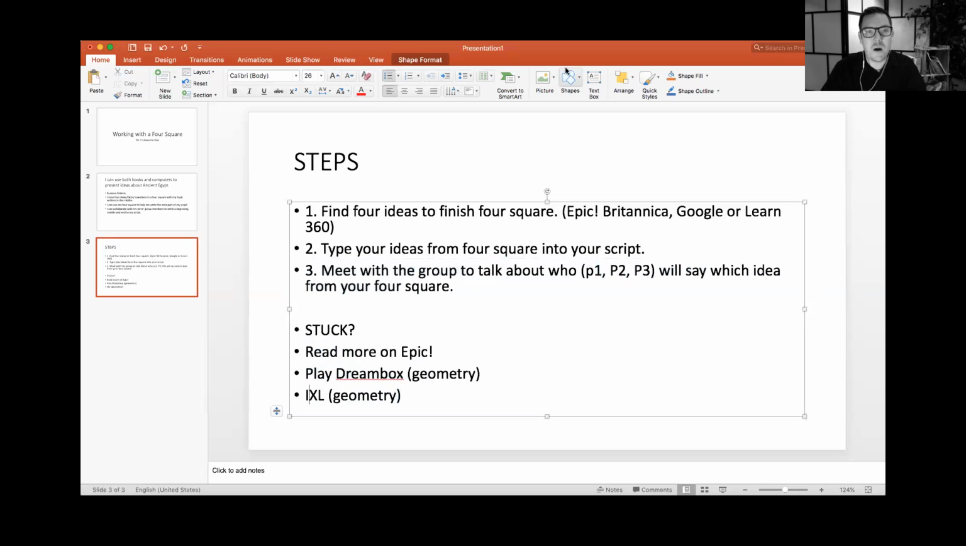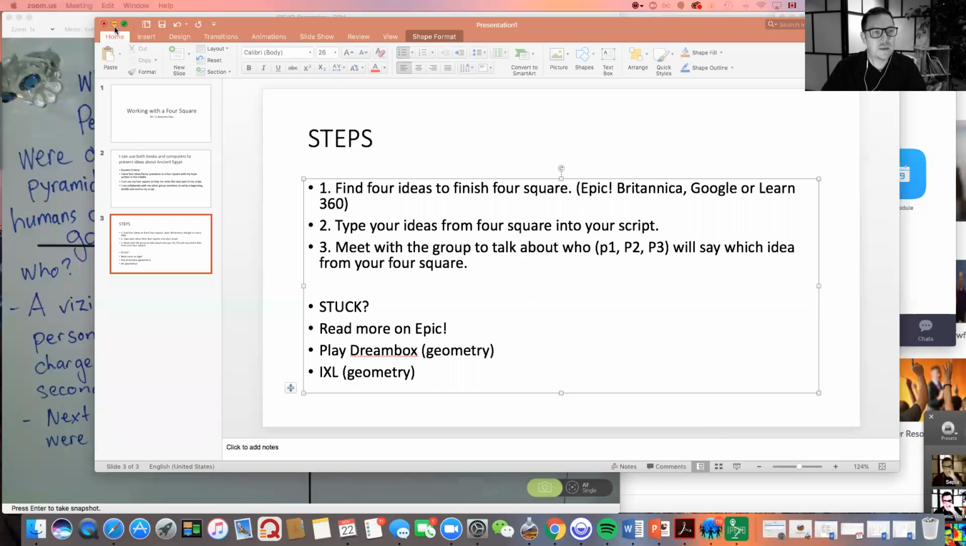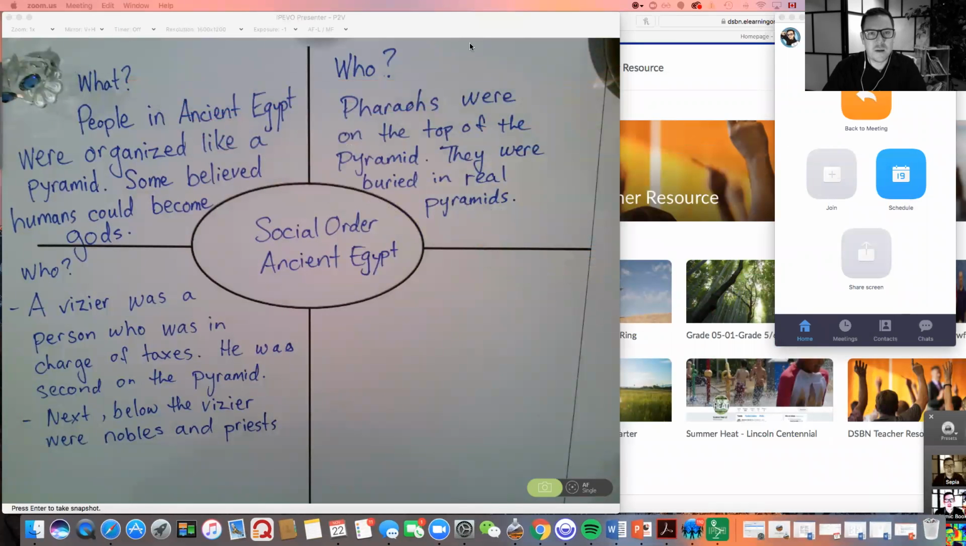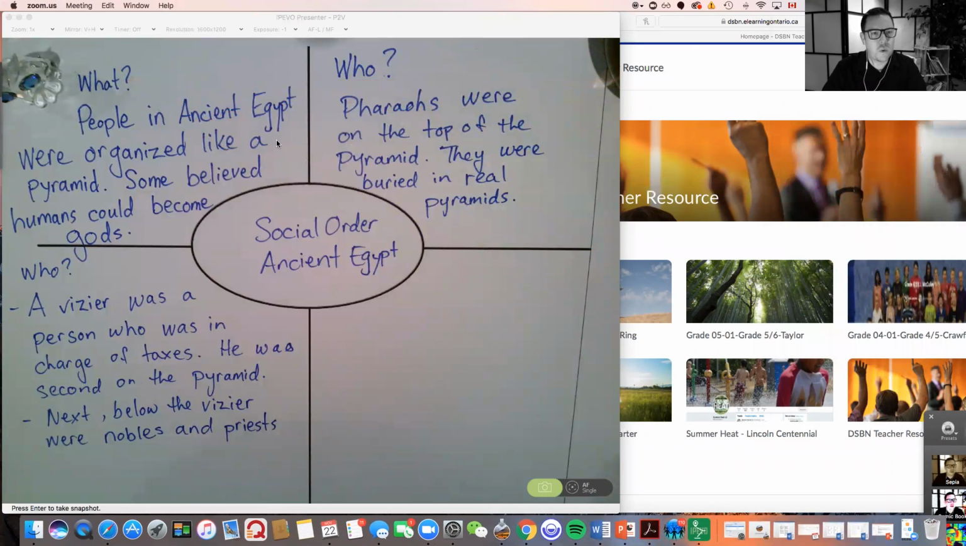Okay, so moving on, I'll show you what my Foursquare looks like. I decided to do a really, really hard topic, and hopefully you can see this here. One second, share screen. Okay, so I have a really hard topic. My topic is talking about social order in Egypt. So how were the people organized? So I have to make sure that I have social order, ancient Egypt, in my topic bubble in the middle. Okay, if you can see that there.